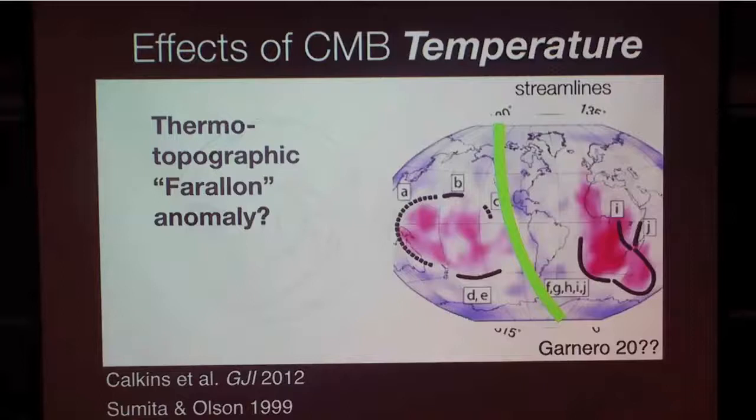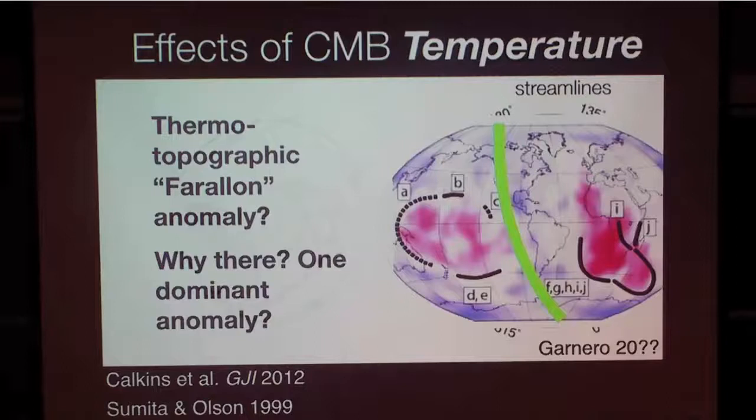Why there? Why is there only one dominant anomaly? If it was in these gradient regions, why aren't there other gradient regions that matter? I can't answer that.